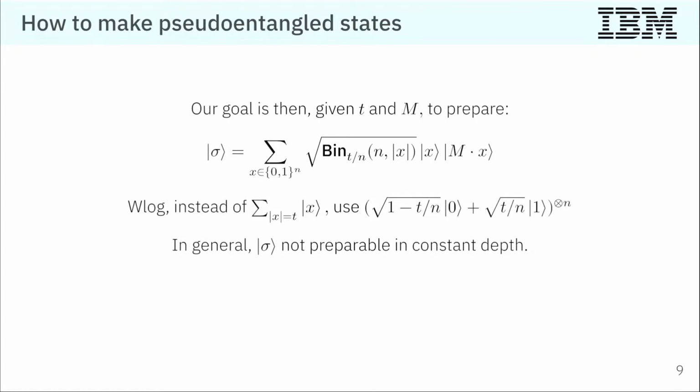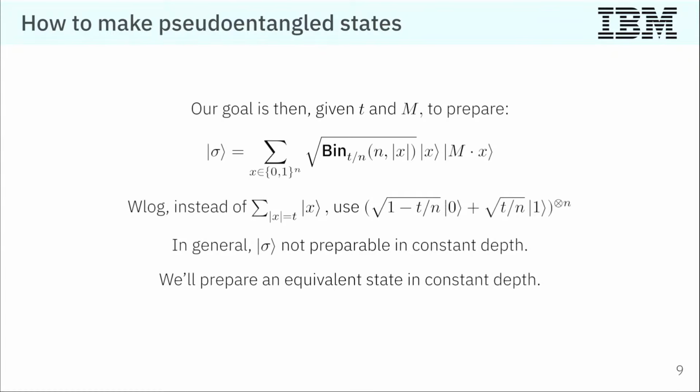In general, this is not doable in constant depth. Intuitively, this is because every output bit here depends in principle on all or most of the bits of x. So you have each bit of this register interacting with pretty much all of the bits of this register. You might be able to parallelize it a little bit, but in general, especially if M is a dense matrix, which it will be in this case, you're not able to do this in constant depth.